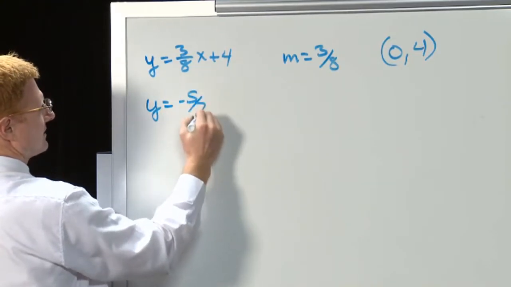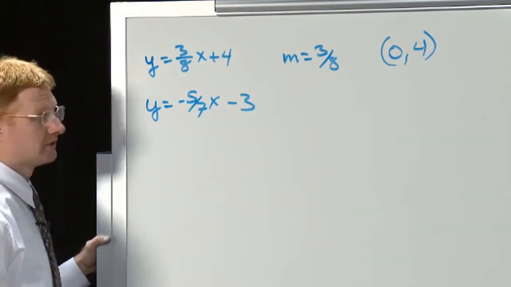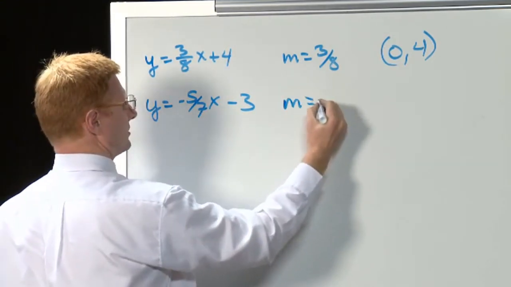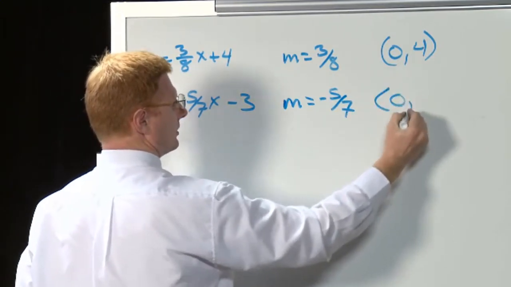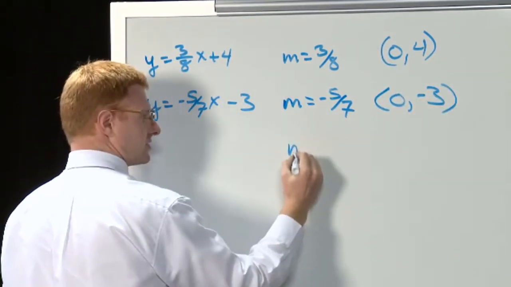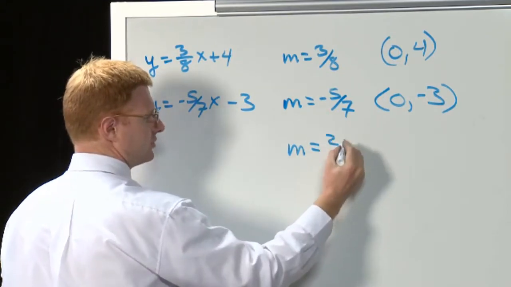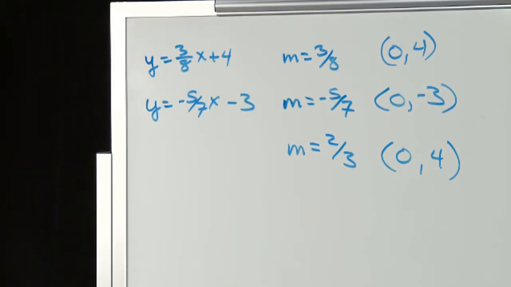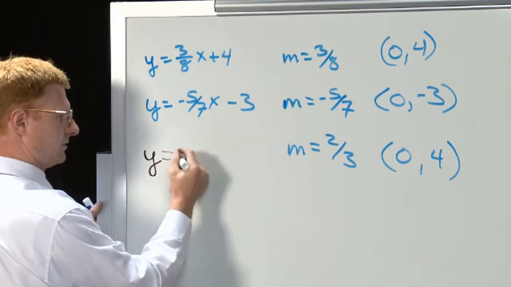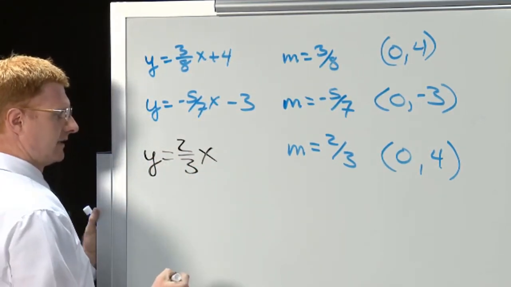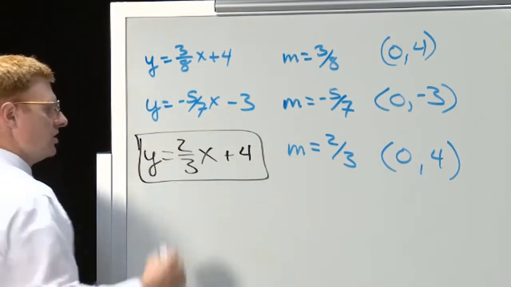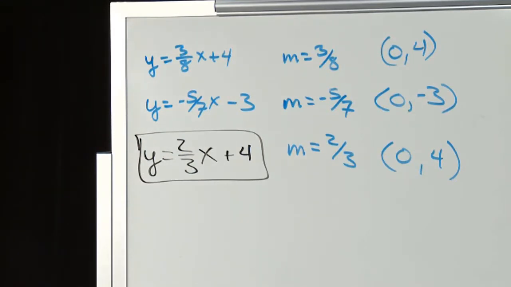Y equals -5/7 x minus 3. The slope, well, it's right in front of the x, so m equals -5/7, and a nice little point, (0, -3). So if I were to say, okay, the slope is 2/3, and it goes through this point right here, you could probably make up the equation fairly easily. You're like, yeah, I could do that. Well, I know it's going to be y equals, and then the 2/3 is going to be right in front of the x, and then there's the y-intercept, so I stick it right there. That's it. You have just made an equation in slope-intercept form.